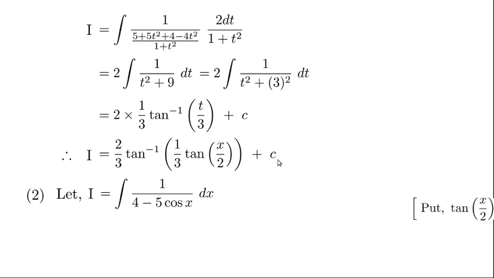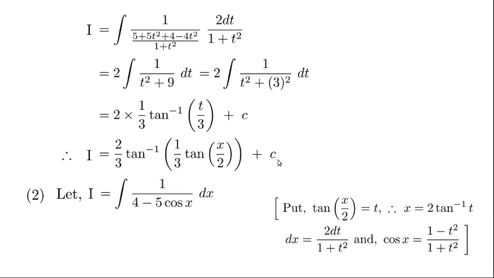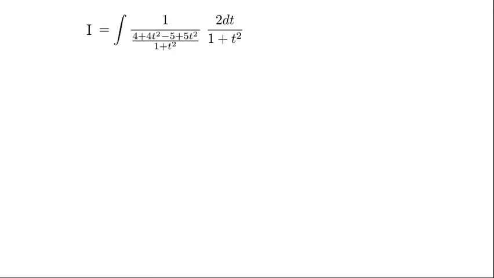And here also the process is the same. We are going to substitute tan x by 2 equal to t. Same substitution. Simplify it. It gives you integration of 1 upon 4 plus 4t square minus 5 plus 5t square upon 1 plus t square into 2 dt upon 1 plus t square. So this 1 plus t square and 1 plus t square get cancelled.